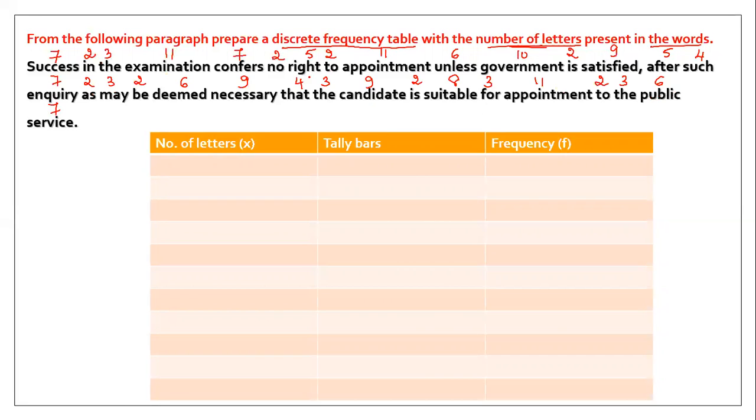So they have given the paragraph. You have to convert the paragraph. Okay, you have to count the number of letters in each word and convert the attribute into the variable. Now you have to focus only on the numbers. Okay, as they have asked us to find out the discrete frequency table, you have to see the highest value and the lowest value.